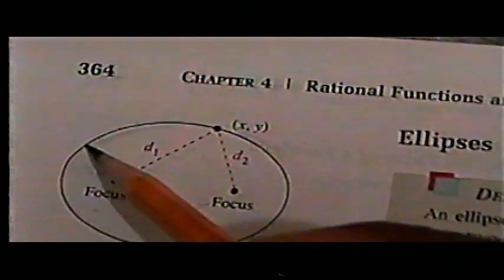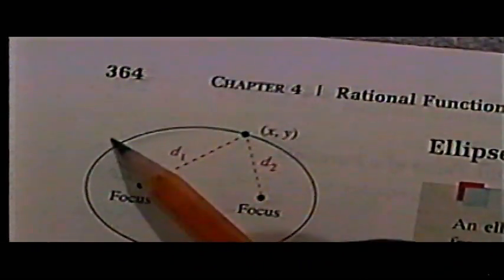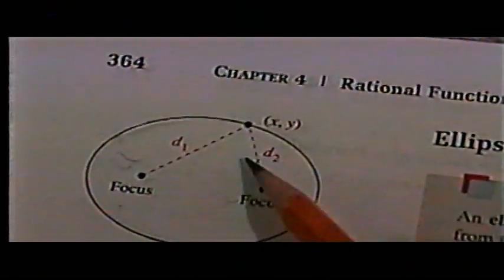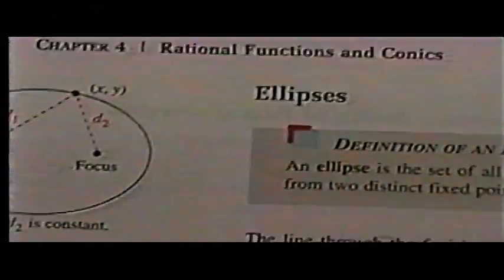So if I pick another point here on this ellipse, which is over here, if I take this distance here and this distance here and add them together, I would get the same number that I got up here when I added these two distances together. So any point that I choose, if I measure those two distances and add them together, I would get the exact same number that I got here. So that's the definition for the ellipse.